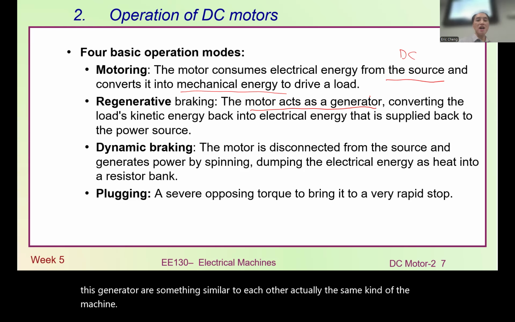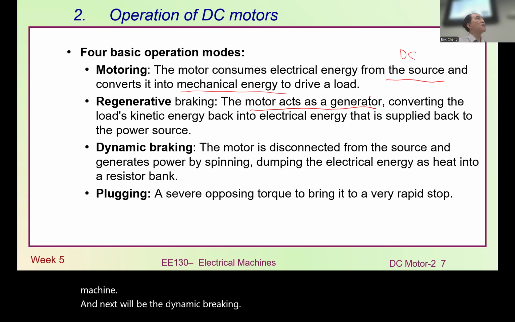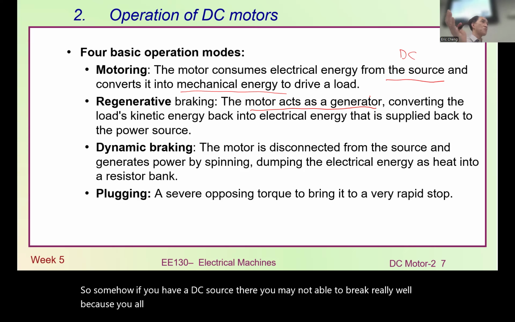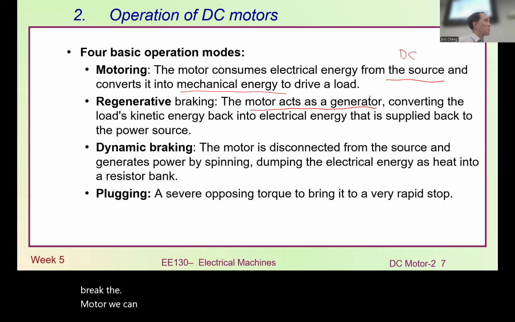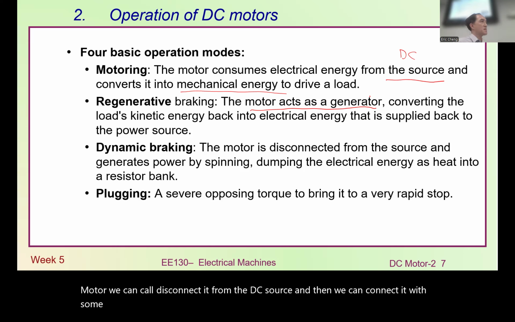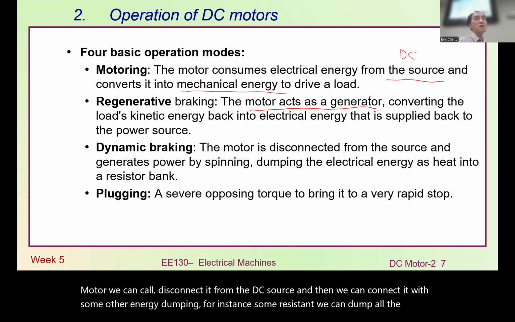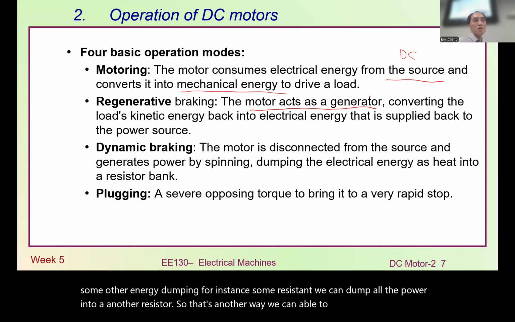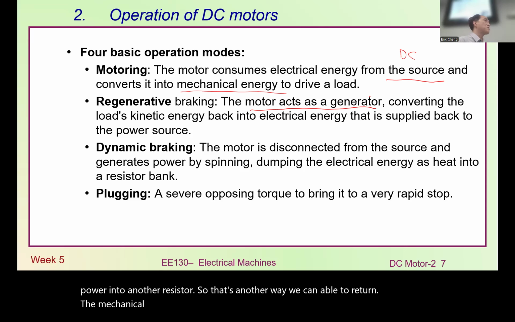And next will be the dynamic braking. If you have a DC source there, you may not be able to brake really well, because you rely on your motor to return energy to the DC source. Another way to brake the motor is to disconnect it from the DC source, and then connect it with some other energy dumping, for instance, some resistor. We can dump all the power into a resistor. So that's another way we can reduce the mechanical power.